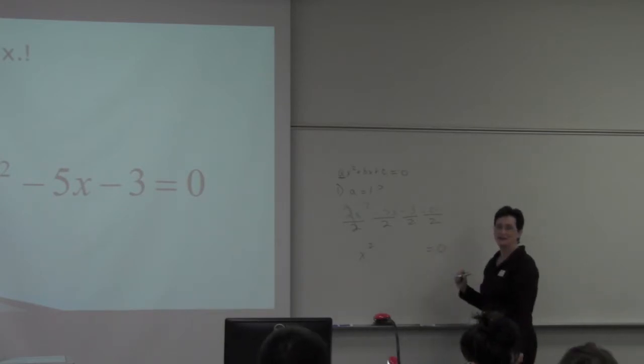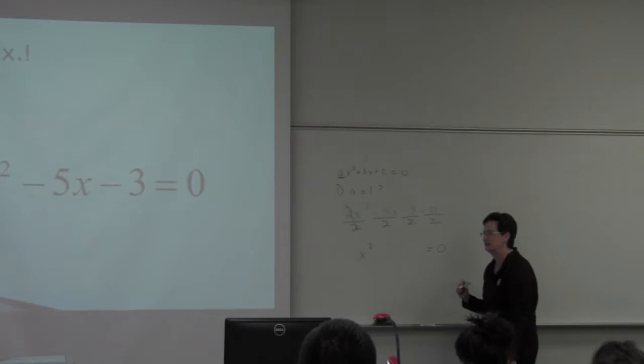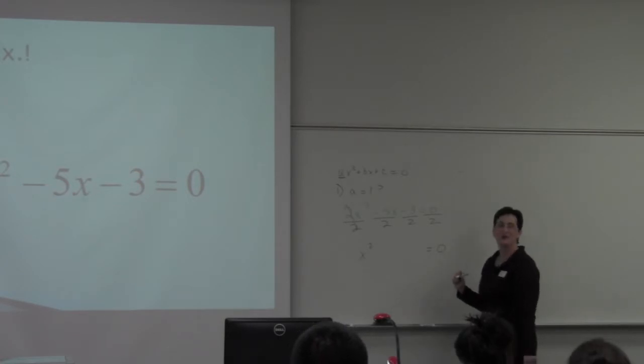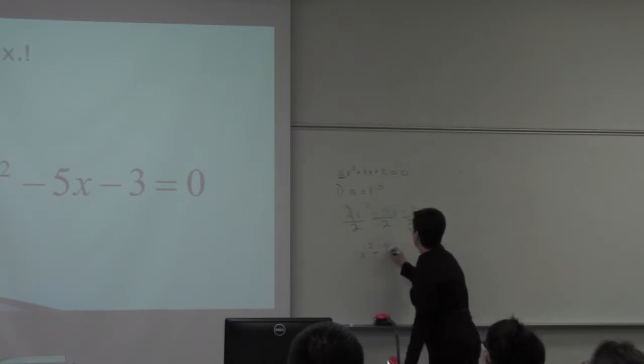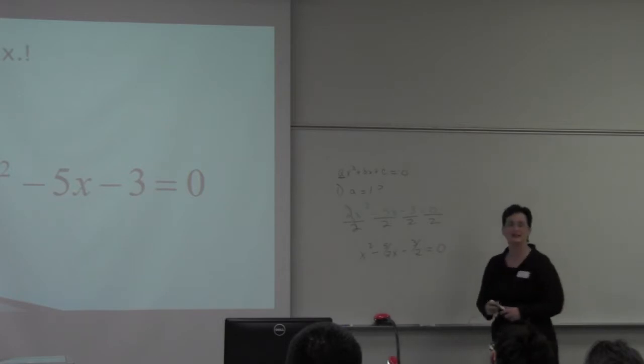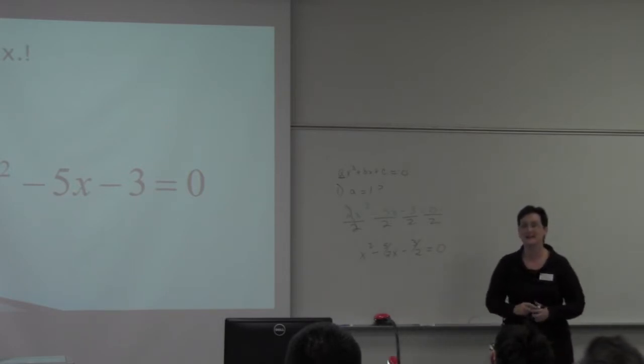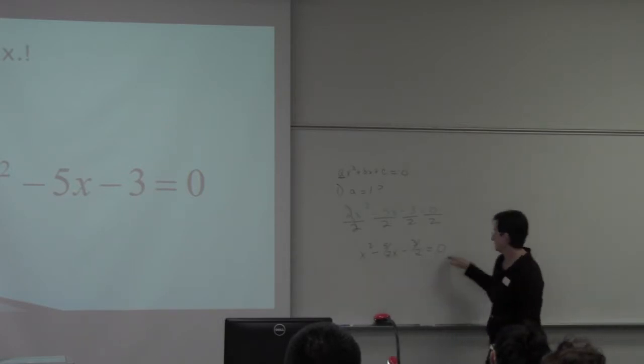Okay, what's the bad news? Oh, fractions. And no, there's no way to get rid of them. Yes, you have to deal with them. Minus 5 halves x minus 3 halves. That's life. Deal with it. All right? So we got a good thing here. We got a good thing here.